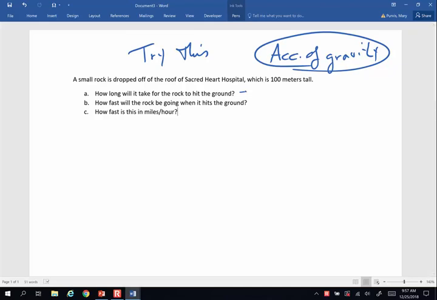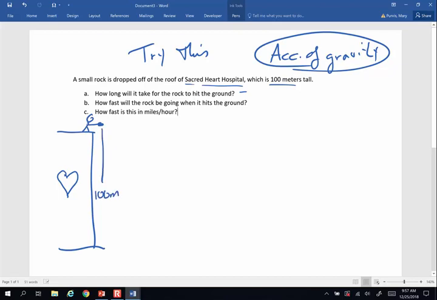So here goes. In the part of the world where I live, there is a hospital called Sacred Heart Hospital that's about 100 meters tall. So let's say some evil cad went to the top of this hospital, or let's say there's just a curious science student. How's that for an answer? And this person drops a rock off of this building that is 100 meters tall. The first question we are asked is, how long will it take for the rock to hit the ground?